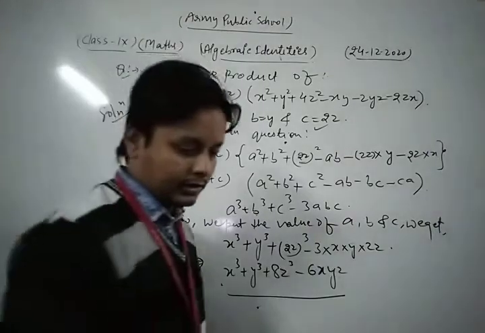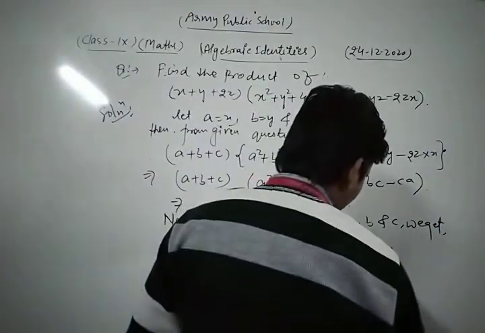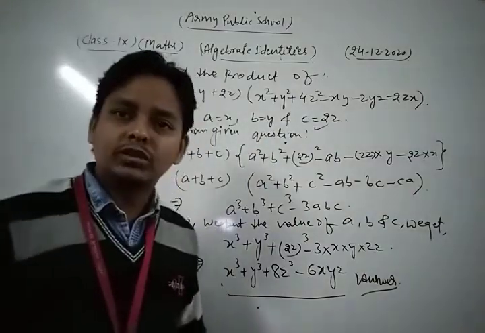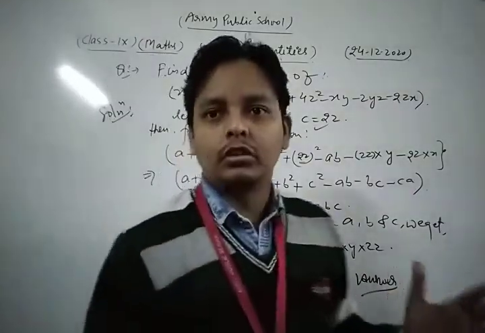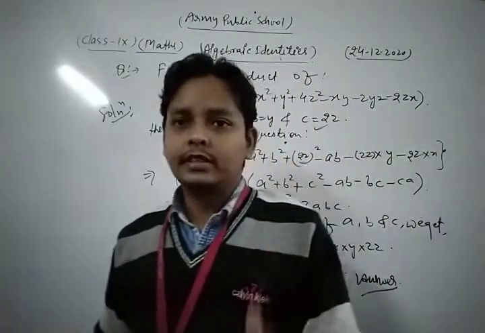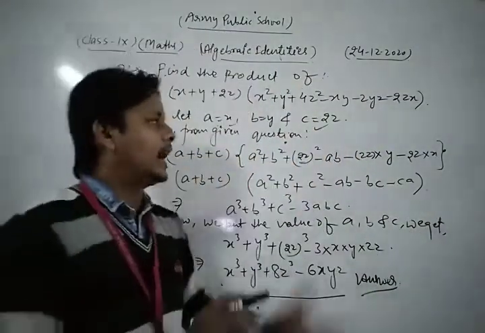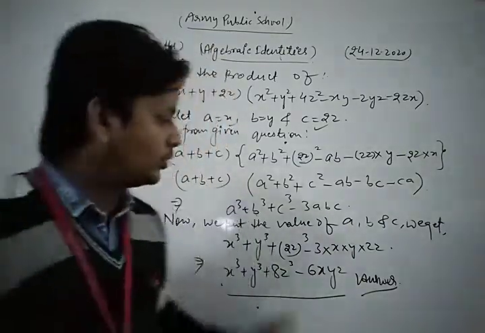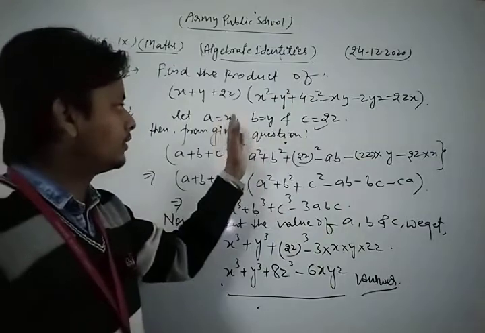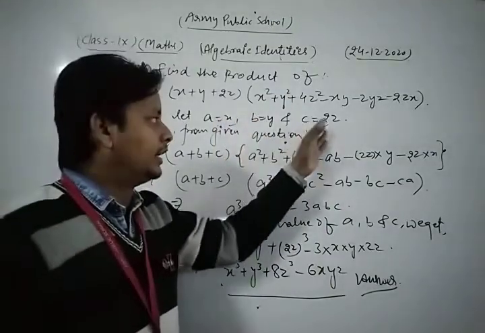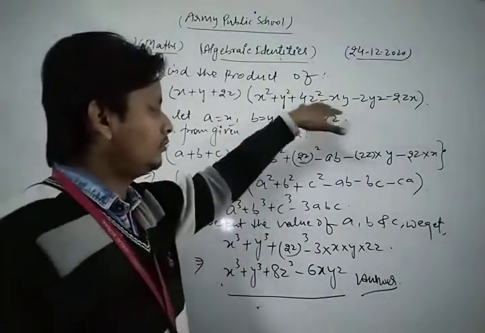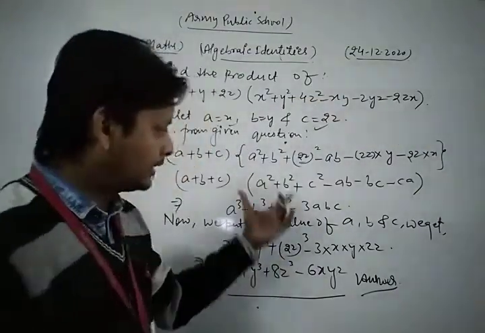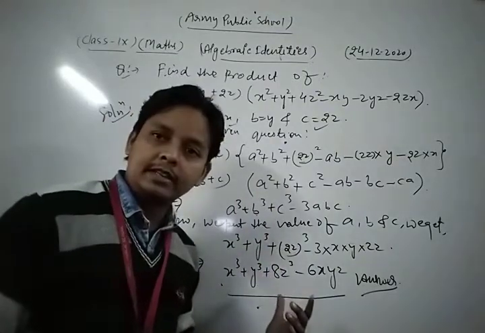Thus this is our required solution of the given question. Dear students, in this way you can solve each and every question of your NCERT exercise based on the identity a cube plus b cube plus c cube minus 3abc. So this is the process. First of all we take the value of a as x, b as y and c as 2z. After that we convert the given question in the form of a, b and c. Then we apply the identity and put the values of a, b and c.